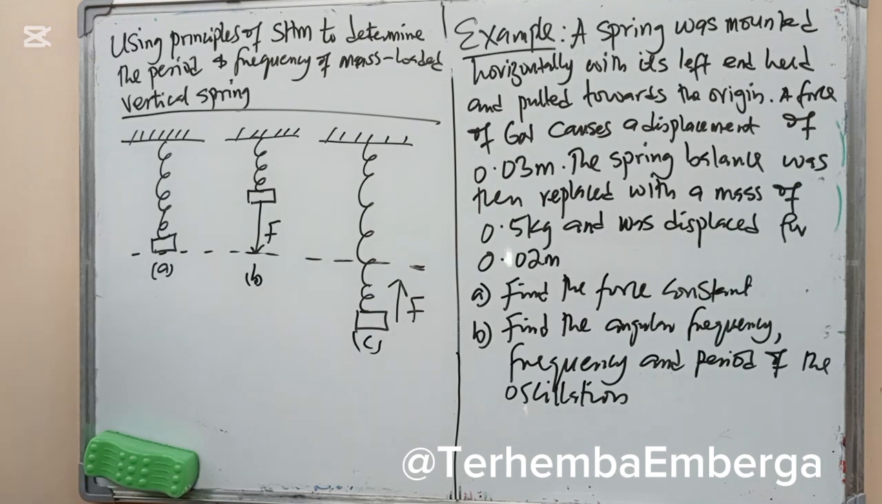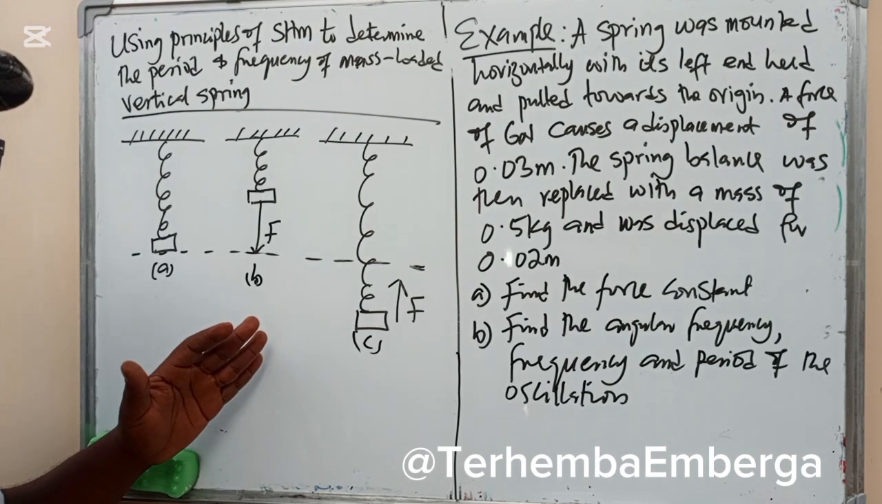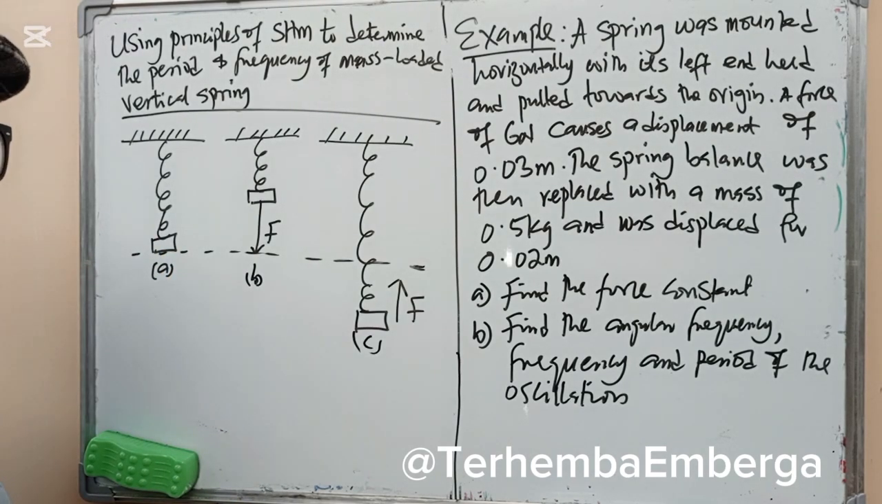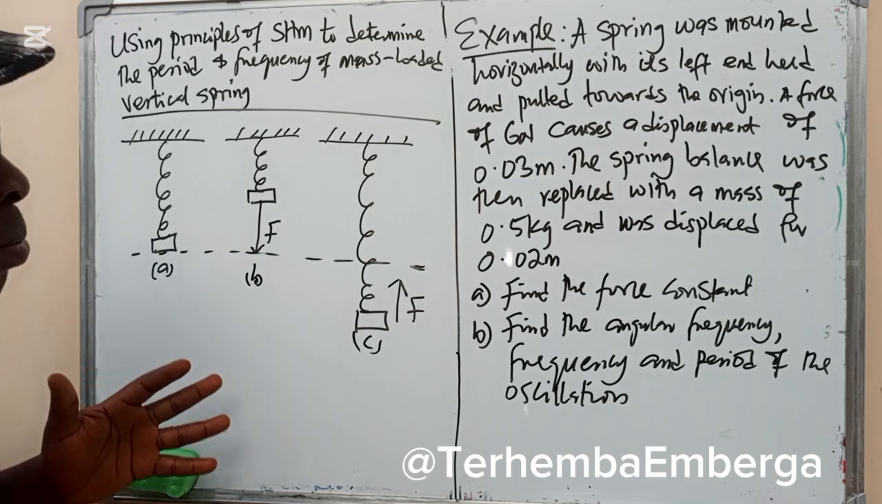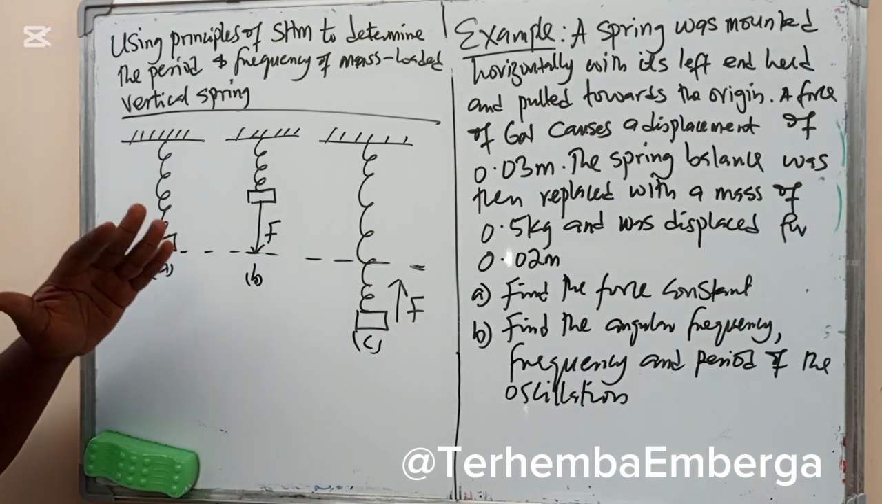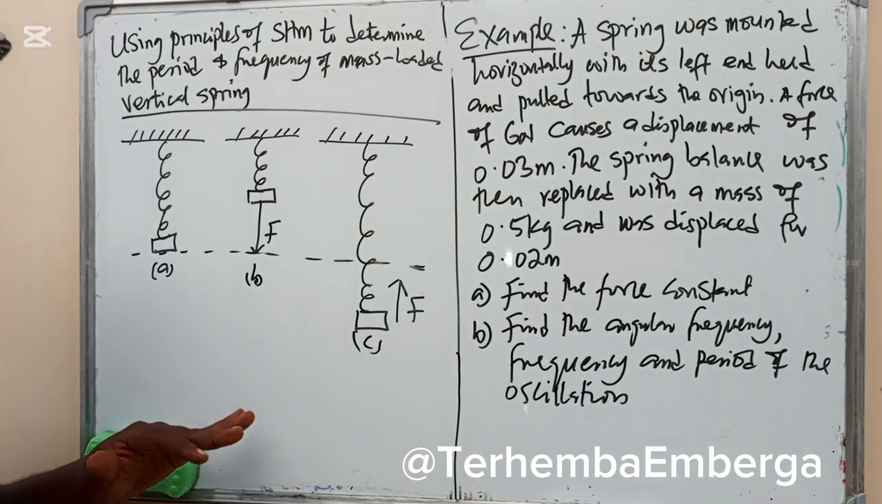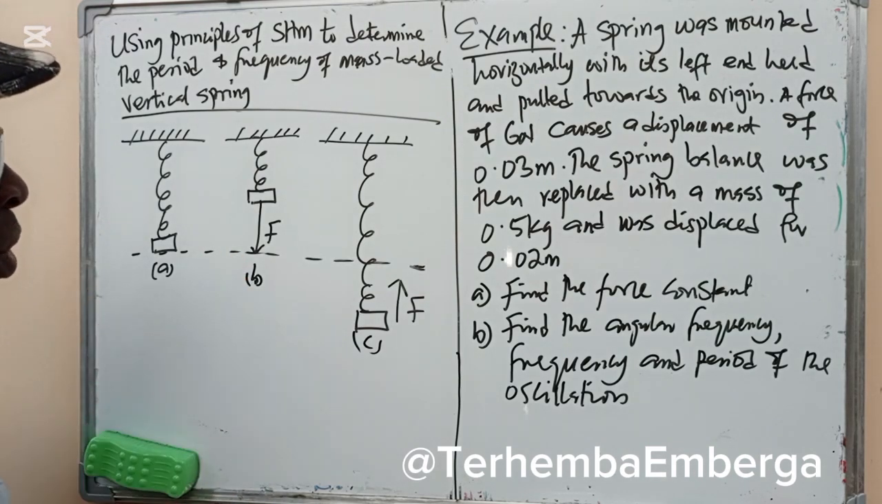So looking at this, our interest here is to derive an expression to calculate period and frequency when this body is performing a simple harmonic motion. In the other class, we'll look at how we can determine the acceleration due to gravity in the case of a simple pendulum performing simple harmonic motion. So the emphasis here will be on period and frequency.